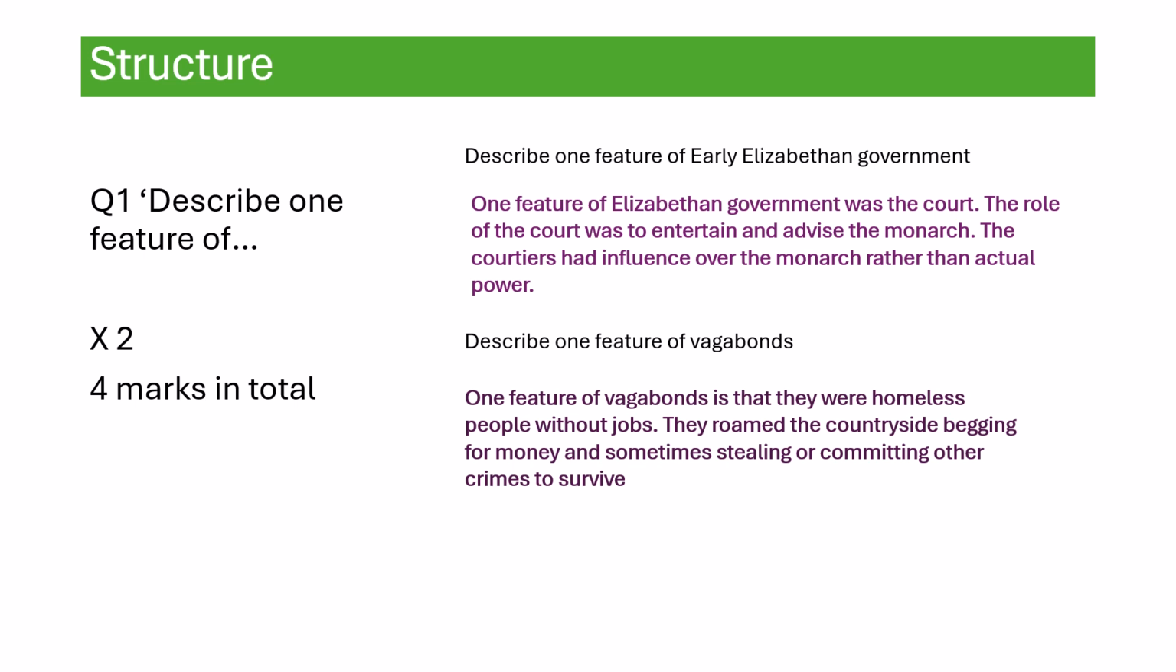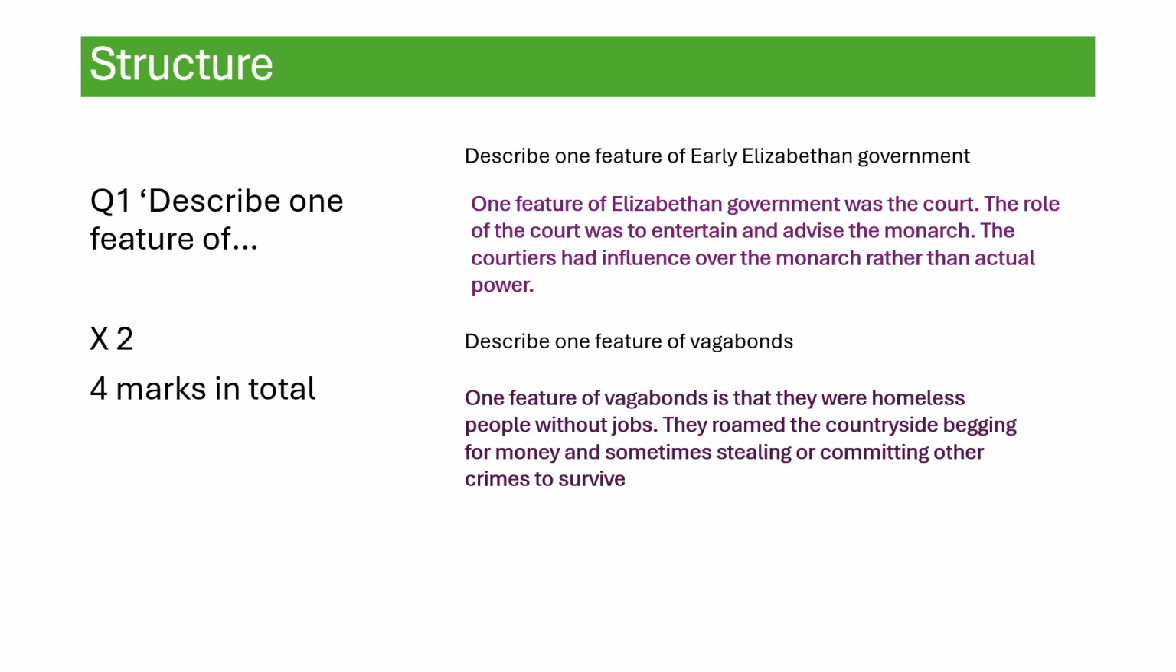You will be asked to describe one feature of part of the Elizabethan course. This is the same technique as the medicine paper, so you need to aim for 2 or 3 sentences about the topic in the question. The 2 examples in front of you, so describe one feature of early Elizabethan government and describe one feature of vagabonds, have not been seen in an exam for a little while, so I think it's possible that they could come up tomorrow. Please make sure that you know what a vagabond is, or vagabondage.